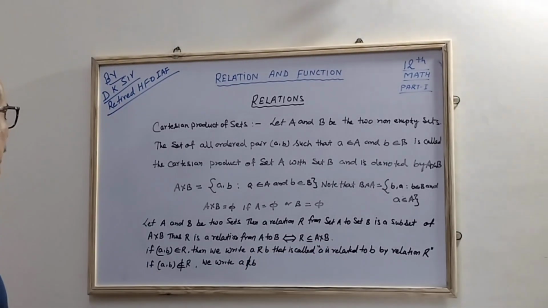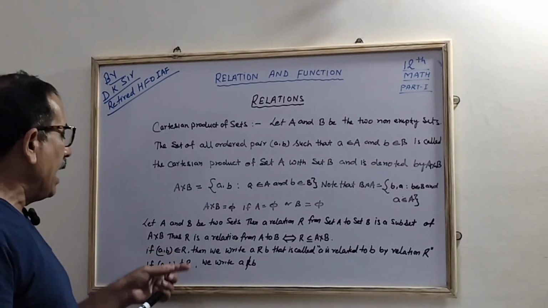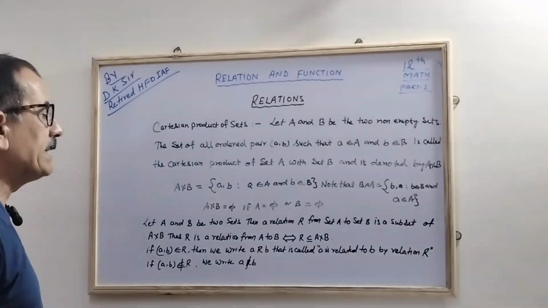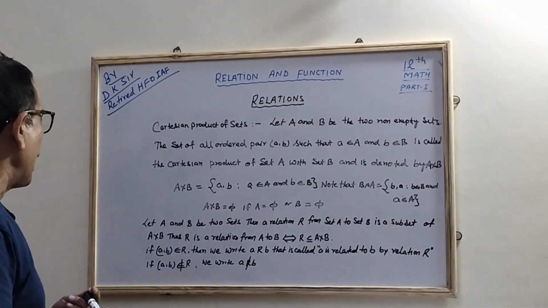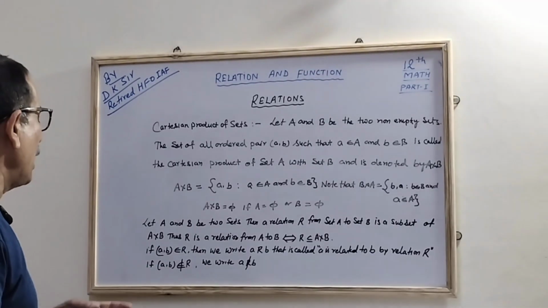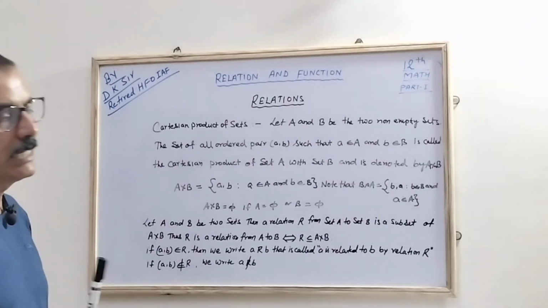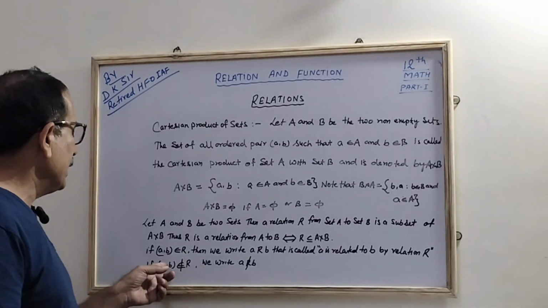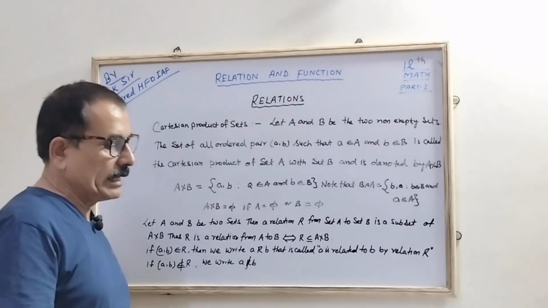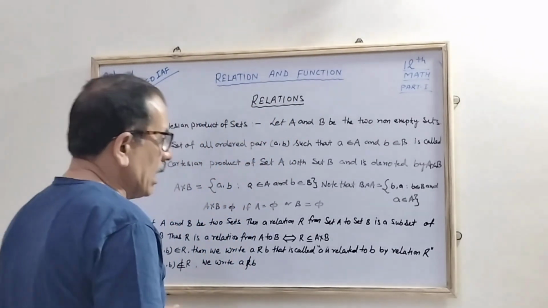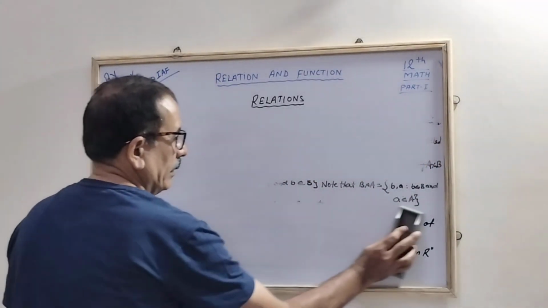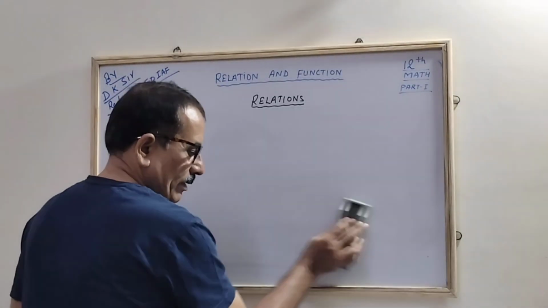If (a, b) is an element of the relation R, then we write a is related to b by the relation R. If (a, b) is not an element of R, meaning they do not have the relation between them, then we write (a, b) ∉ R, or a R b with a cross through it. This is the way we write it. Now we will see the examples.